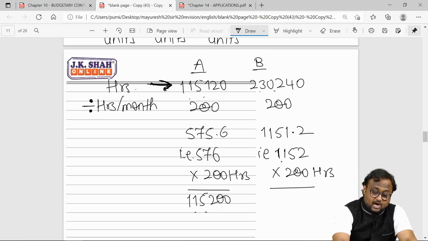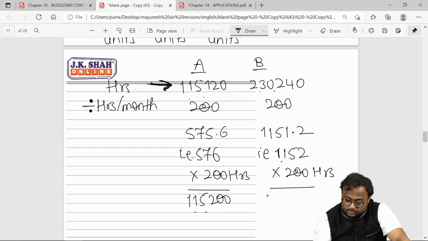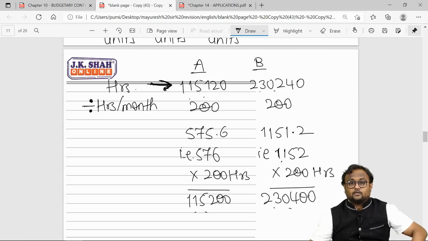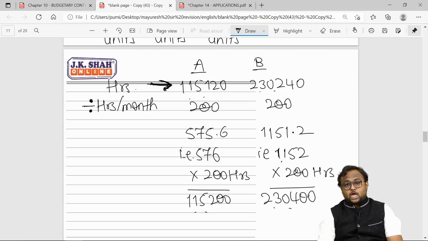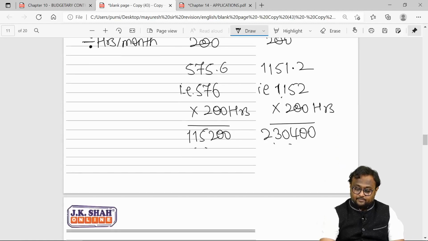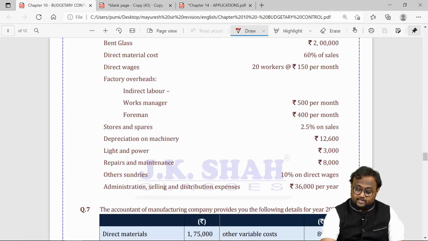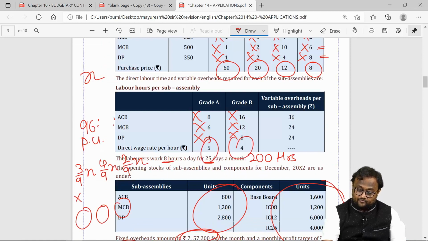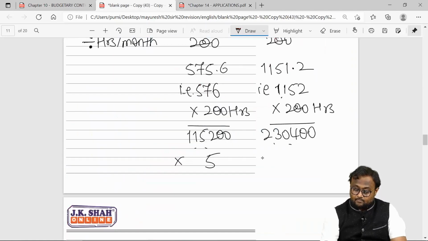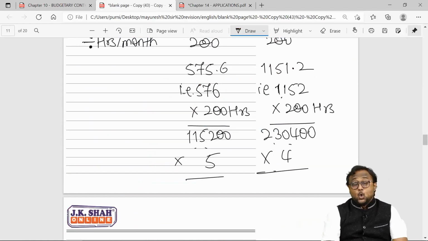1152 workers, if you hire, you have no choice. So each one will be paid 200 hours. So 2,30,400 is going to be your total number of hours paid. Multiplied by rate. If you apply the rate here, 5 and 4 can be applied, and that will give you labor cost. This is what we are supposed to do.